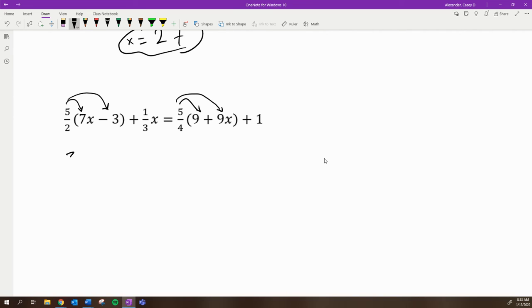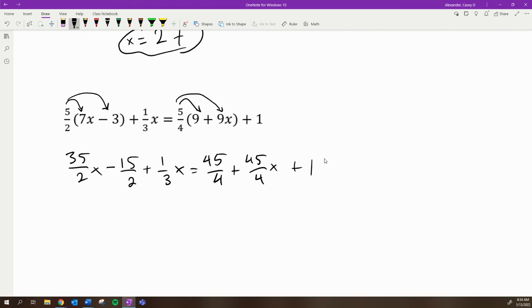5 halves times 7x is 35 halves x. 5 halves times 3 is negative 15 halves. Let's see. 5 quarters times 9 is 45 quarters. And 5 quarters times 9x is 45 quarters x. And then you start looking at this and you go, there's a lot of different fractions with a bunch of different denominators. This is going to be challenging. I'm going to have to find all these common denominators.